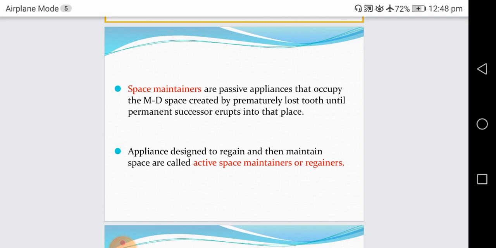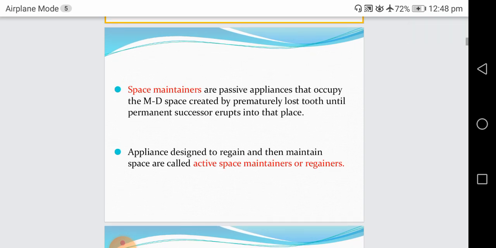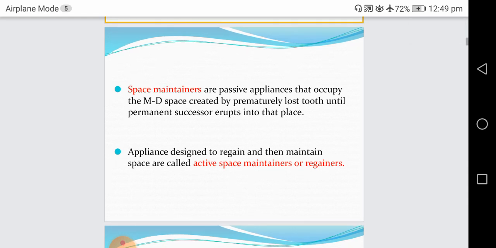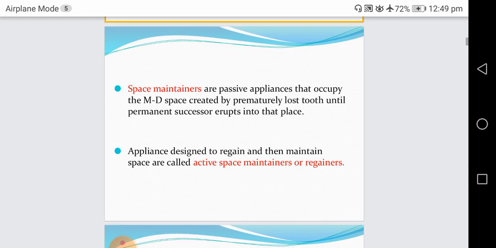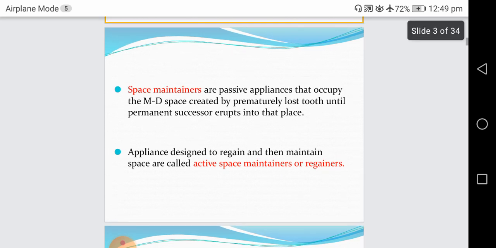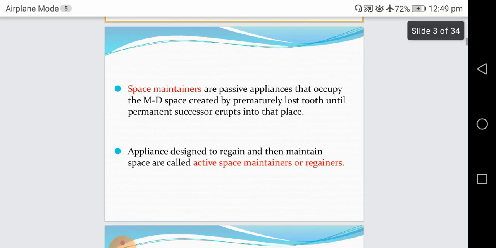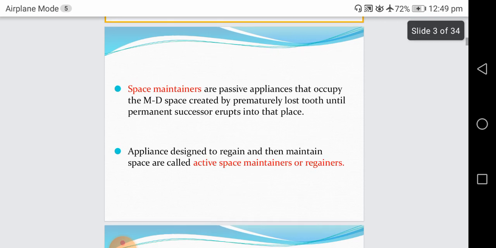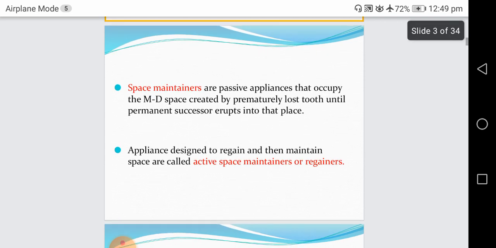And how long we have to give it? Until the permanent successor erupts into that place. Appliances designed to regain and then maintain the space are called active space maintainers or regainers. When we say space maintainers, they will just maintain the space. Suppose the patient is reporting to us with already loss of space, that is the patient has had the tooth extracted long time back and space loss has already occurred, and then when the patient comes to us, we have to regain a little bit of space and then maintain it. So such appliances are called active space maintainers or space regainers.